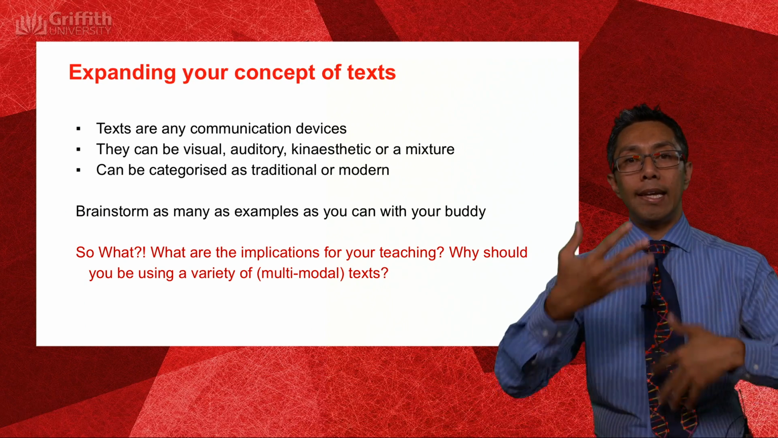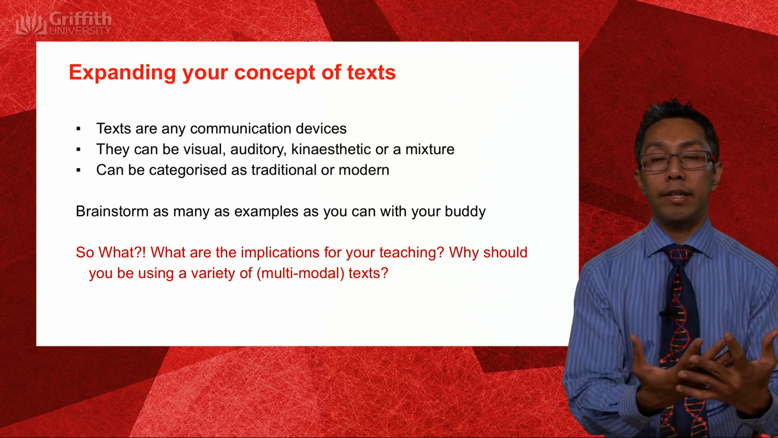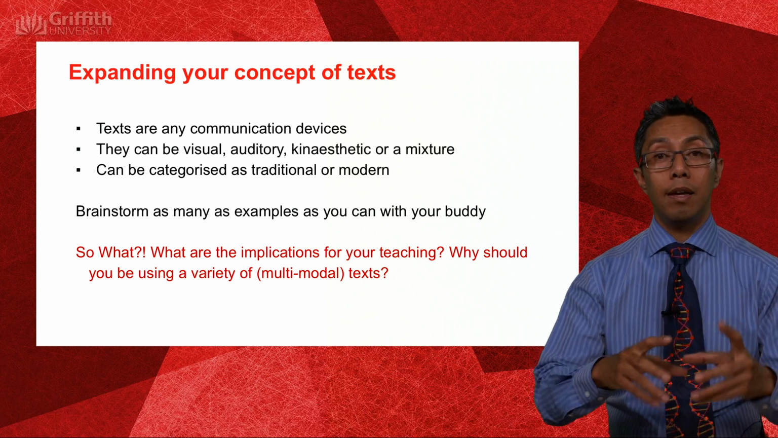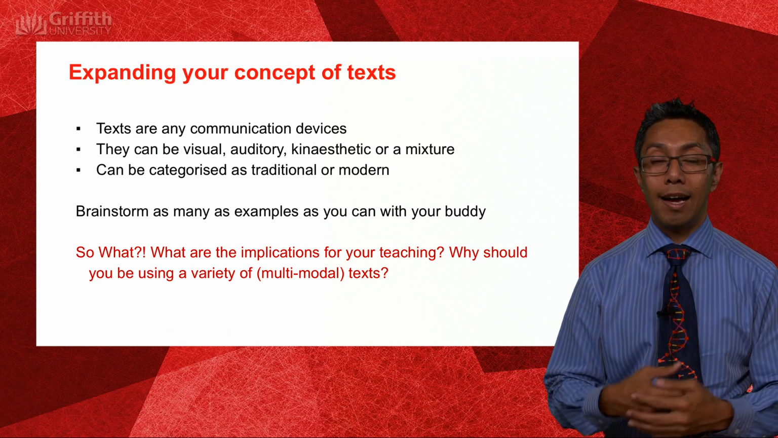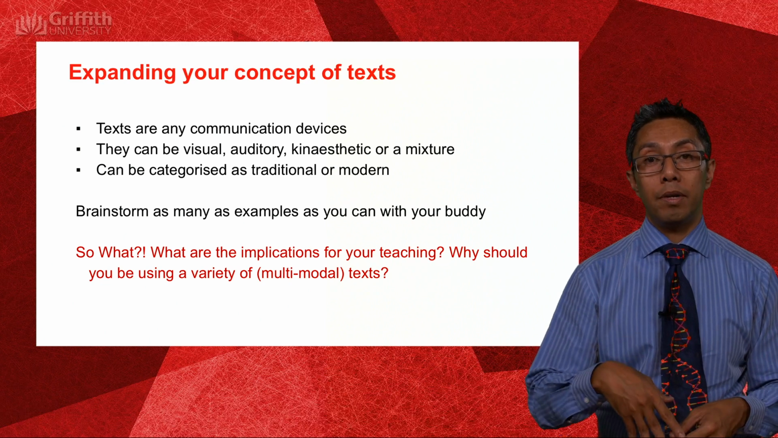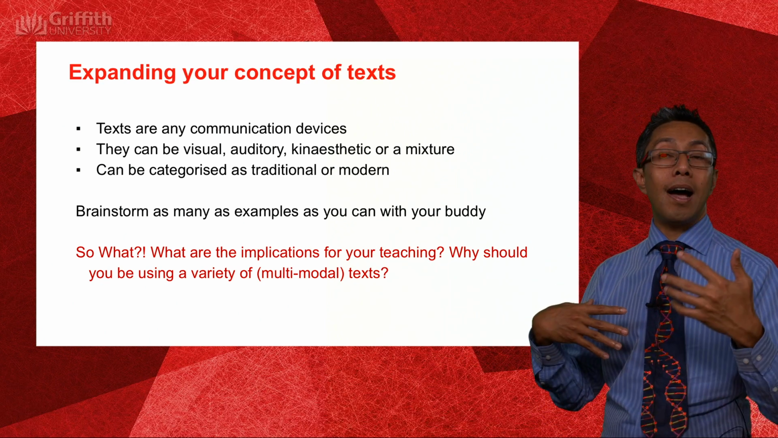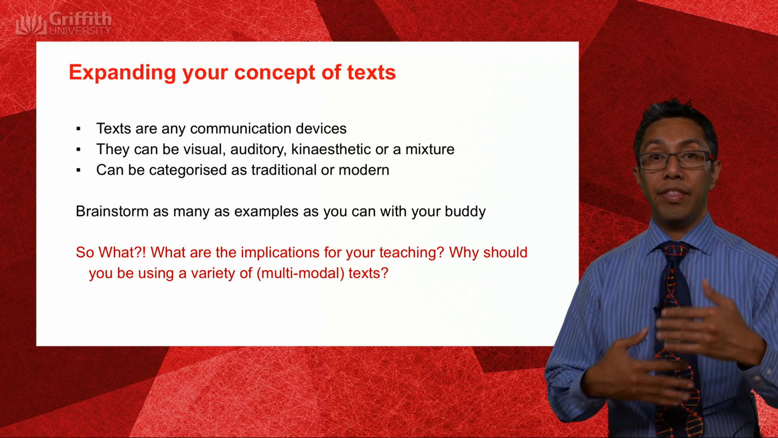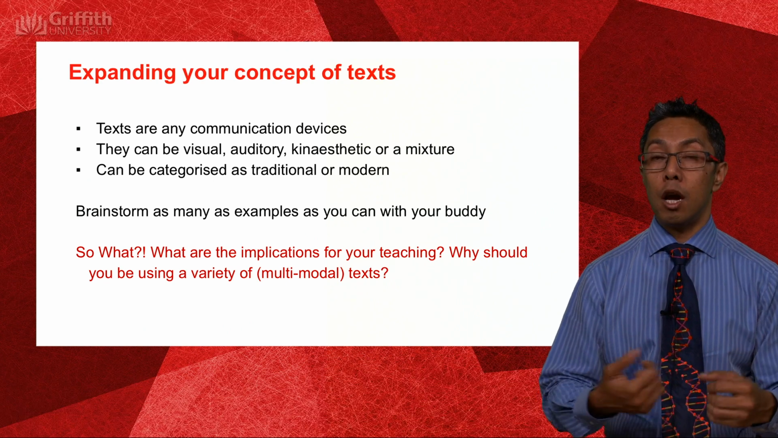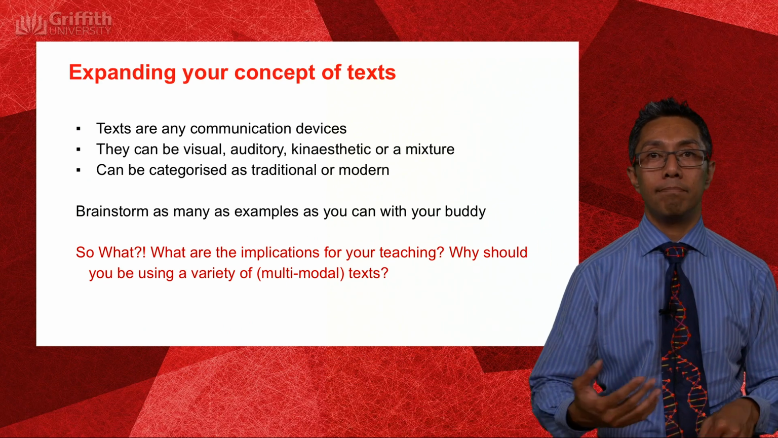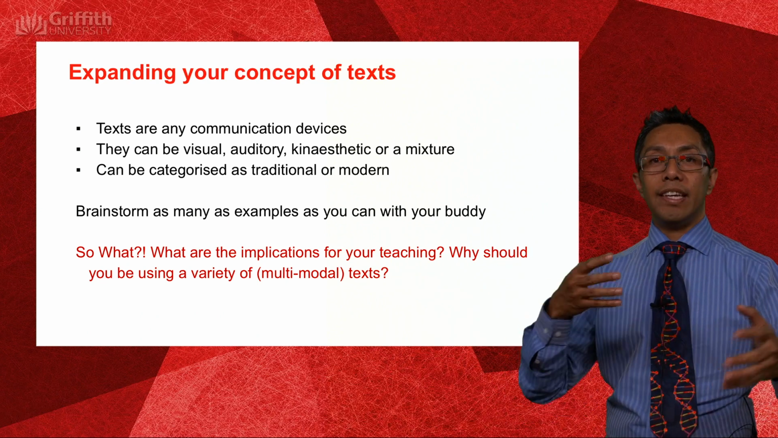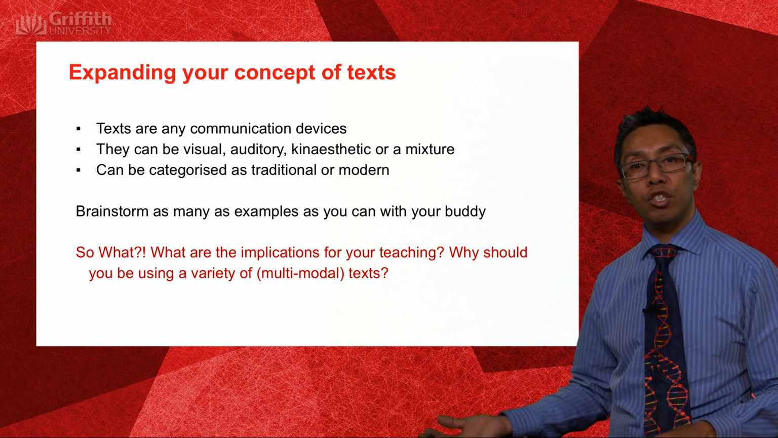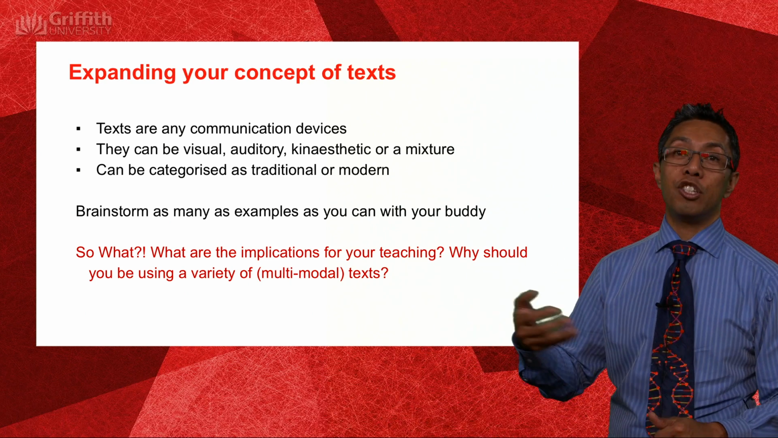Texts are really any form of communicative device. For example, this lecture is an audio-visual communication device. Because it's using audio and visual, that makes it a multimodal form of communication. You can also have kinesthetic forms of communication. Gesture is a type of communication, therefore it's a type of text. Sign language is a type of text. Dance is a type of text. And we can also think of these different types of text as being traditional or modern. Books are traditional, blogs are modern, wikis are another type of modern text.